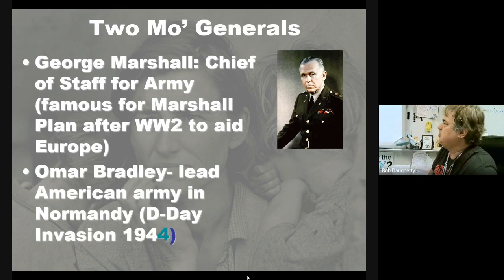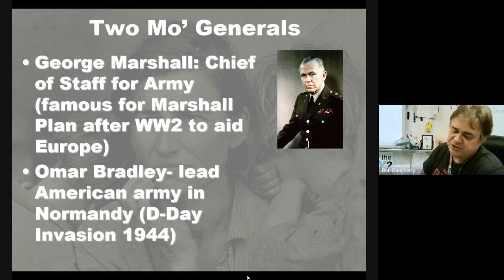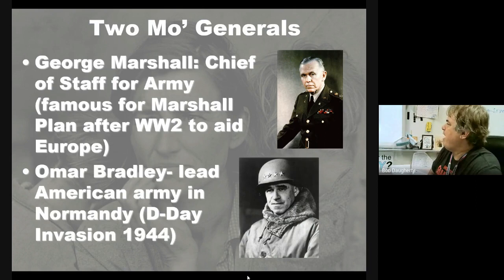Another person AP or STAR expects you to know, not so much AP, is Omar Bradley, shown right here. Four stars. Now, Bradley was friends with Patton. Ultimately, he led Patton. They had some real issues and conflicts. But Bradley was the man who led the main American army into Normandy. He was our first general to really lead a large army there. And so he gets a lot of credit for that and was a really good man. I remember when he passed away. He lived to be a really, really old guy.